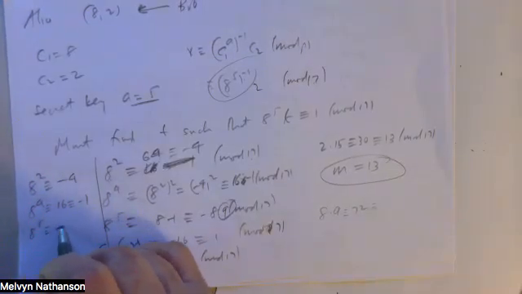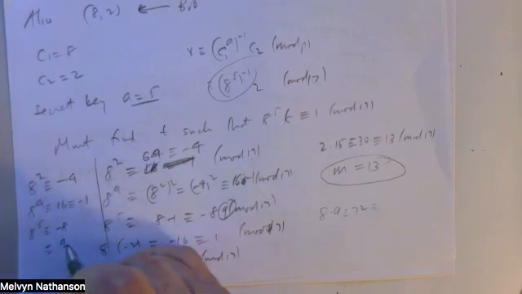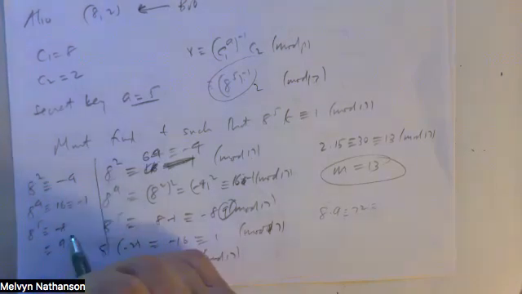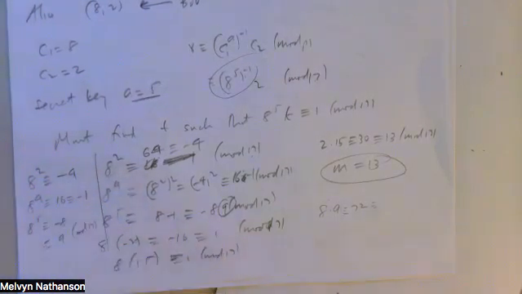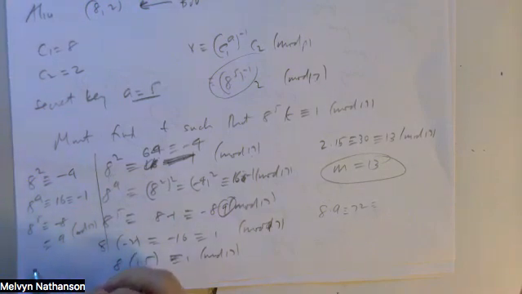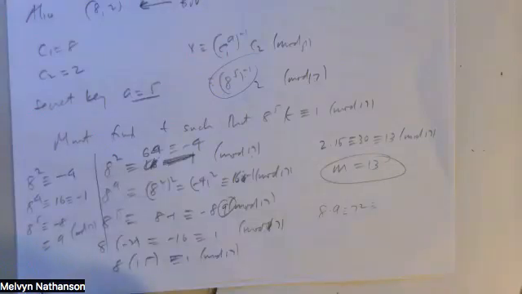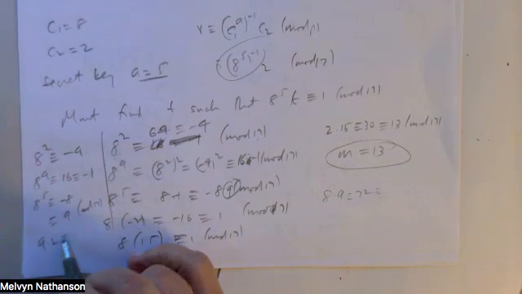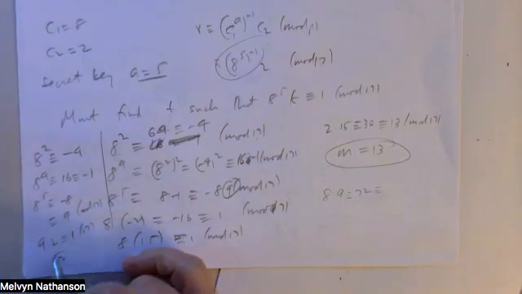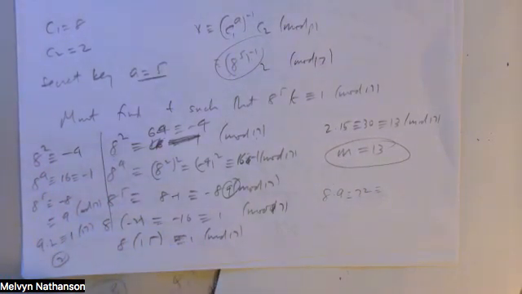So 8 to the 5th is minus 8, which is congruent to 9 mod 17. So I need to find the inverse of 9 mod 17. So I need to solve 9 times something. 9 times 2 is congruent to 1 mod 17. So the inverse is 2.